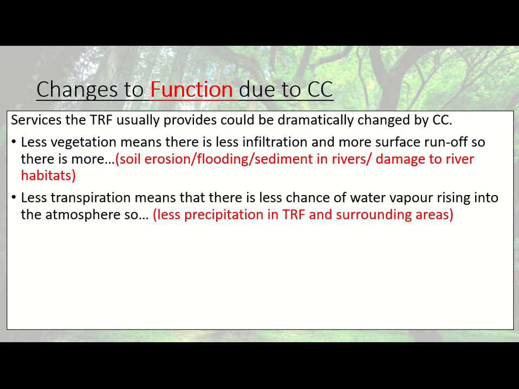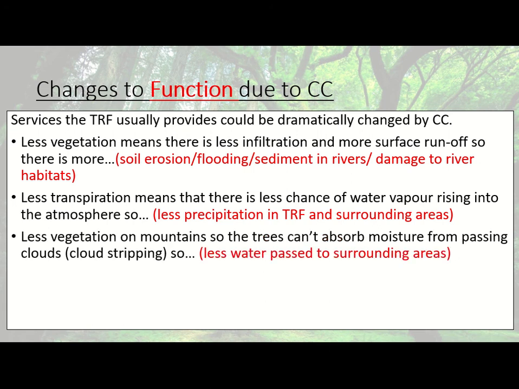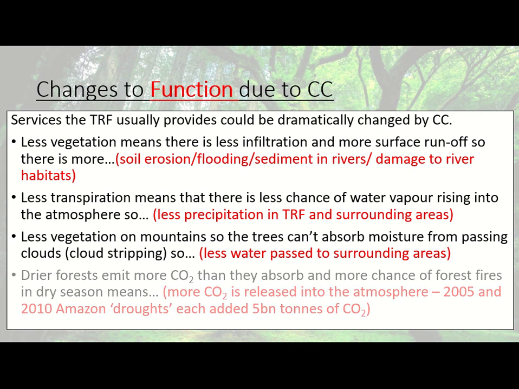Less transpiration, so it means there's probably going to be less rainfall in the rainforest, and that could lead to drought in the rainforest and obviously have knock-on effects for other species. Less vegetation on mountains means that the water doesn't get absorbed and it moves the water somewhere else, and it doesn't necessarily then rain into that area. It will make the rain go somewhere else, and that's bad because the rainforest relies on rain.